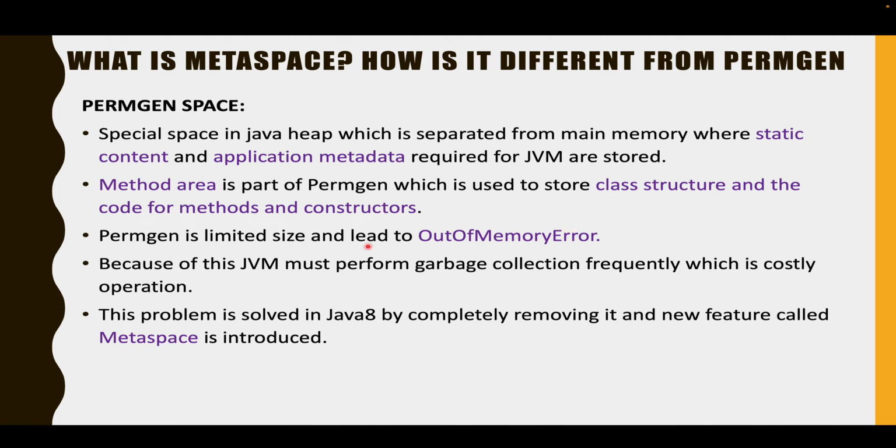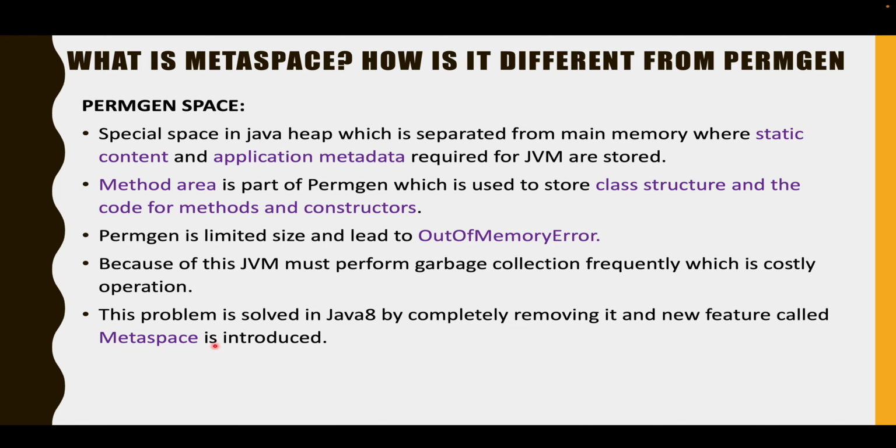We programmers who worked in Java 7 know how many times we got this out of memory error, and we had to change the VM arguments to increase this size. Yes, this is a very common error with the Permgen space. Because of all these reasons, the JVM must perform garbage collection frequently. Why? Because we get this error often. If we get this error, the JVM has to do garbage collection frequently, and garbage collection is a very costly operation. So how can we avoid all this? We avoided it by completely removing Permgen space in Java 8 and introducing metaspace.